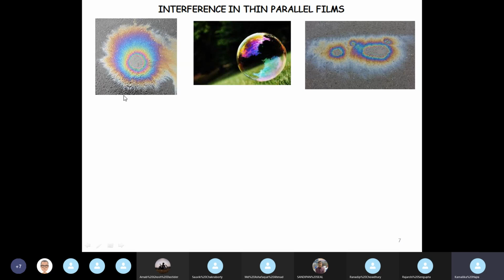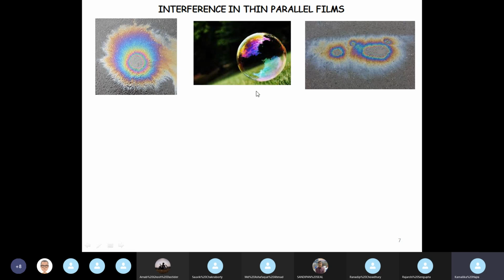But what is there? There is air, then there is the oil film, and then there is water. Now this oil film obviously is very very thin, but it is flanked by two media which are rarer than oil, or water is rarer than oil and air is rarer than oil. So when light is getting reflected within this film, then we get to see this phenomenon.